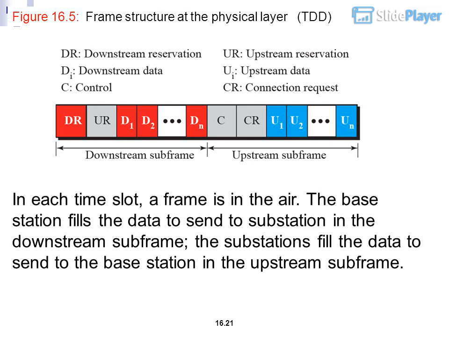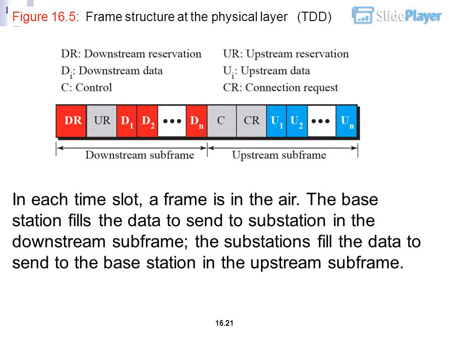Let us assume that WiMAX uses only TDM. In each time slot, a frame is in the air. The base station fills the data to send to the substations in the downstream subframe. The substations fill the data to send to the base station in the upstream subframe. Let us give a very simplified example to make the point clear. Assume that the time slot is 1 minute and the communication is instantaneous. This means in each minute there is a frame in the air.